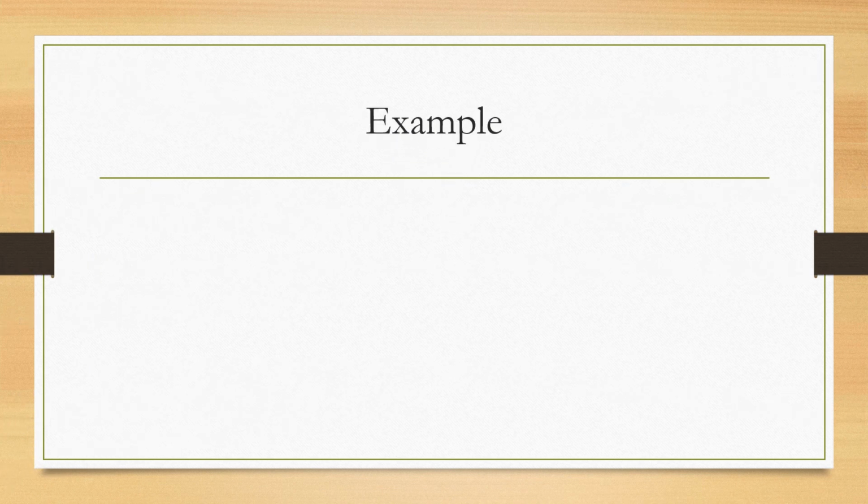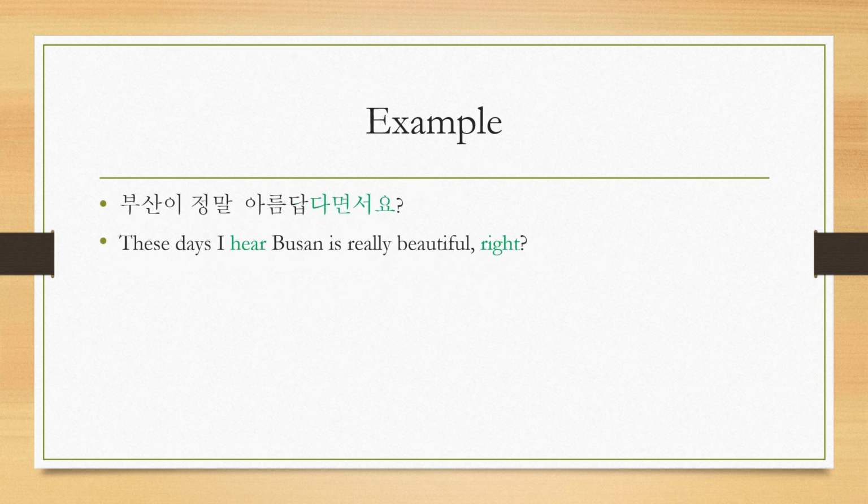And we have some more examples because, as I said, this is a little tricky and I kind of stumbled around with this for a while too, but now I got it down. So we have 부산이 정말 아름답다면서요. So it's like you're confirming that you heard that Busan was beautiful from somebody else, and you're confirming with somebody, right, that knows or maybe knows. So these days I hear Busan is really beautiful, right? So you're confirming something you heard with the speaker.